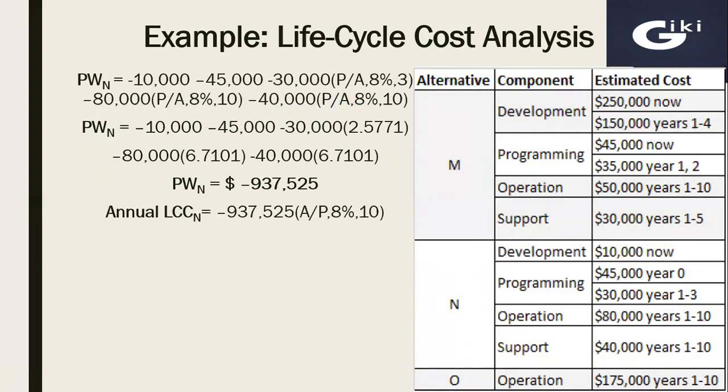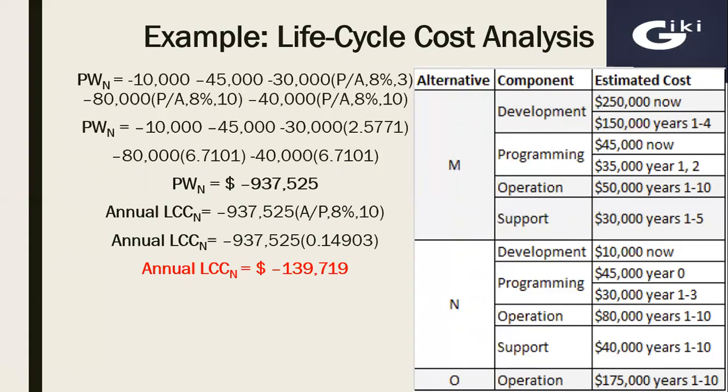Now, once we have the present worth, we can convert it into annual worth by using the annual worth formula. That is present worth multiplied by A over P factor for given rate of interest and number of years. So the present worth is $937,525. And A over P factor for 8% and 10 years is 0.14903. In that case, the annual worth of project N will be 139,719. And with regard to project or alternative O, we have only one component, that is operations, and cost is given in terms of annuities already.